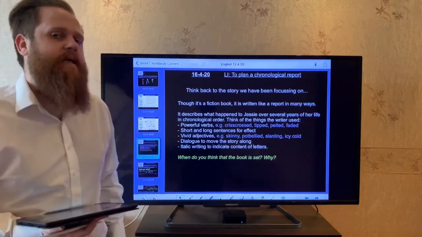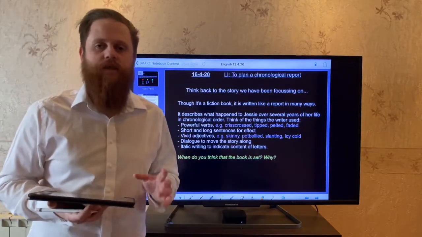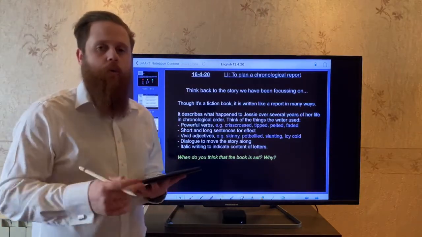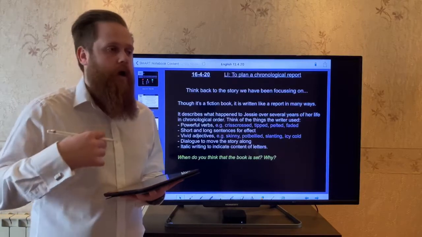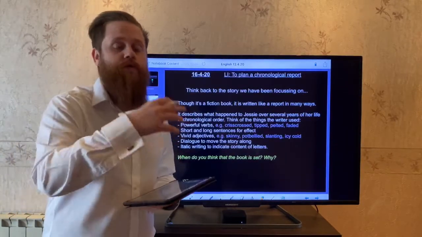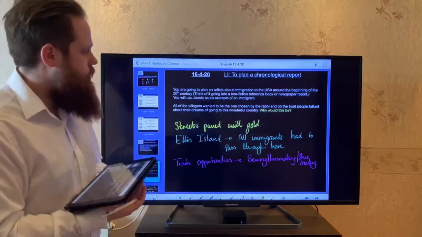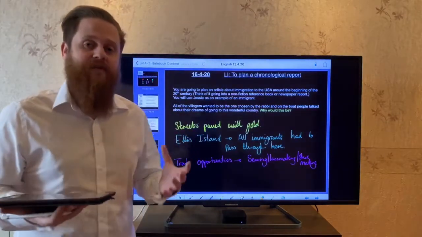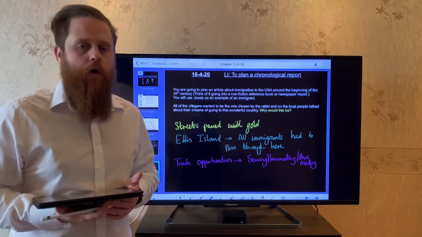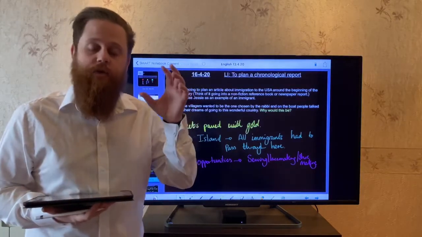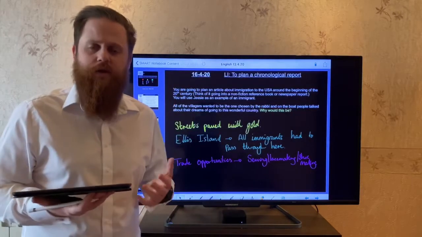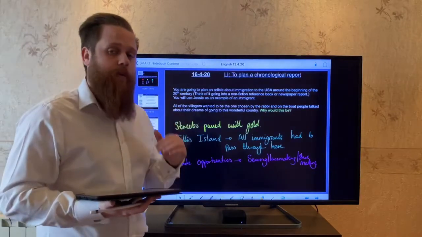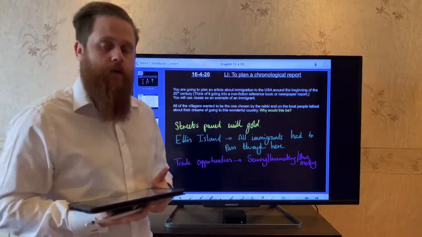It was actually set about 120 years ago, sort of the start of the 1900s, where people were emigrating to different countries. So immigration to move to somewhere else, okay? And that's what you're going to be planning today. You're going to be planning to write an article, like a newspaper article, for example, or an article that can go into a reference book, something that people can learn from. And you're going to make a chronological report about Jessie's story, okay?